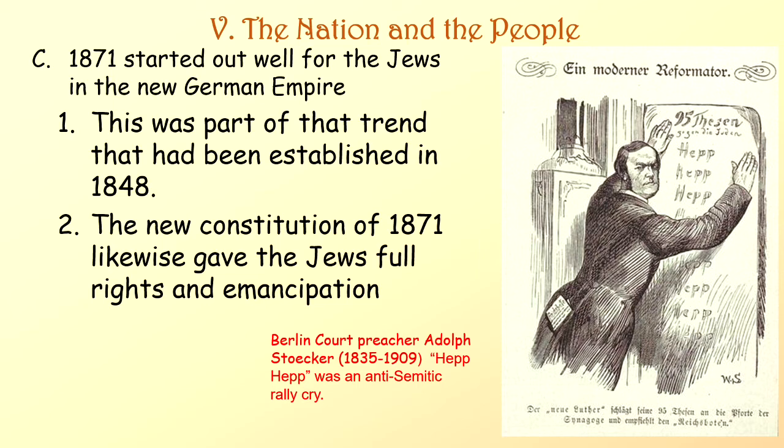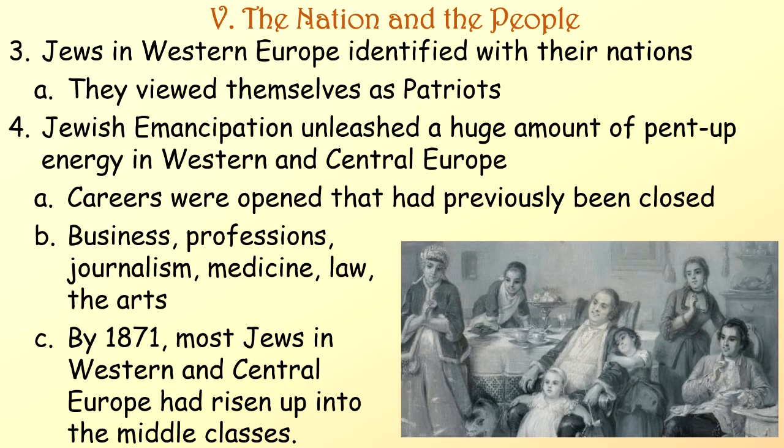The year 1871 started out well for the Jews in the new German Empire. This was part of that trend that had been established in 1848 that we just talked about. The new Constitution of 1871 likewise gave the Jews full rights and emancipation. Jews in Western Europe identified with their nations. They viewed themselves as patriots. We saw that with Alfred Dreyfus.